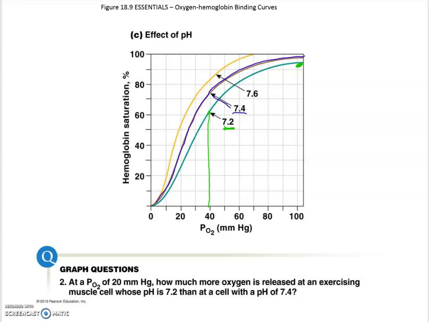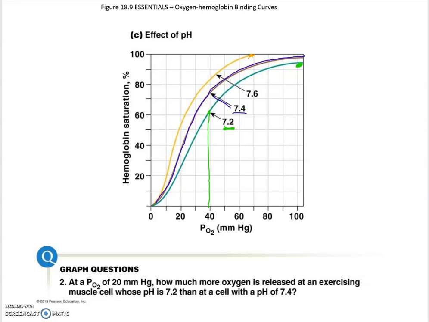Now, let's say the blood pH is too high. Now we're dealing with the other extreme, a blood pH of 7.6. In that case, we don't even need 100 millimeters of mercury partial pressure of oxygen to load to 100%. We're loading already at 70 millimeters of mercury partial pressure of oxygen. We're already at 100% loading.